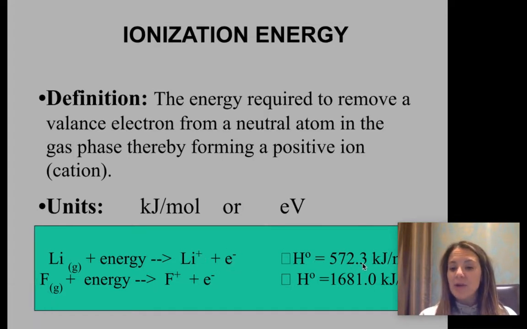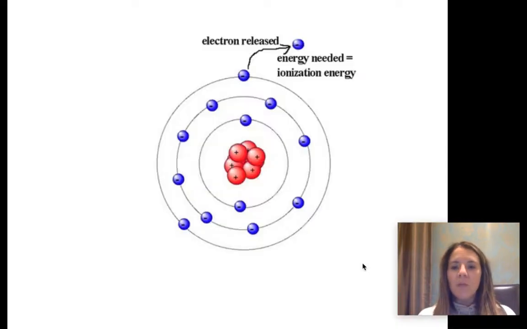This value here off to the side, 572.3, is the amount of energy needed in order to remove that valence electron. So here, just showing if I want to remove this valence electron, there's a certain amount of input of energy that's needed in order to do that, and we call that ionization energy.